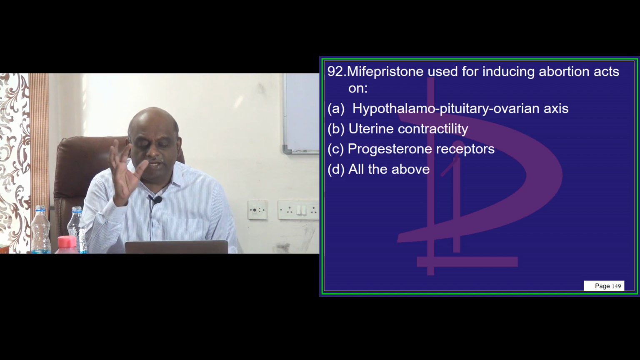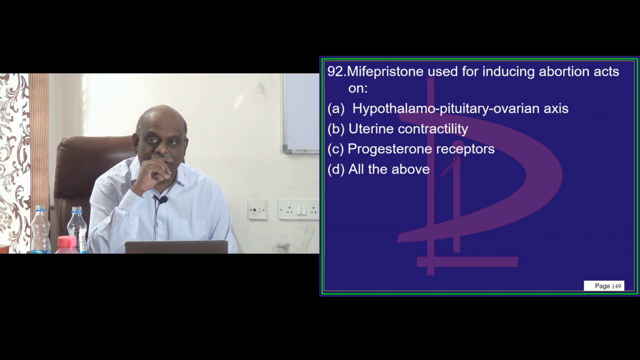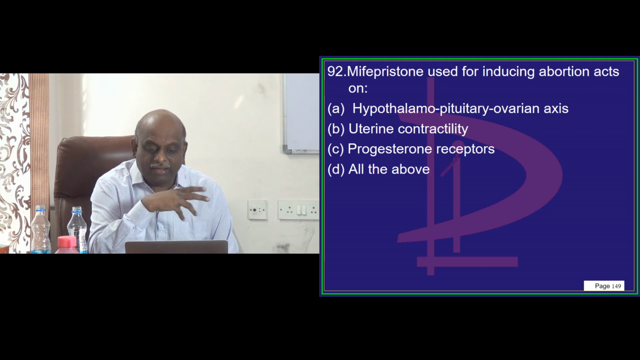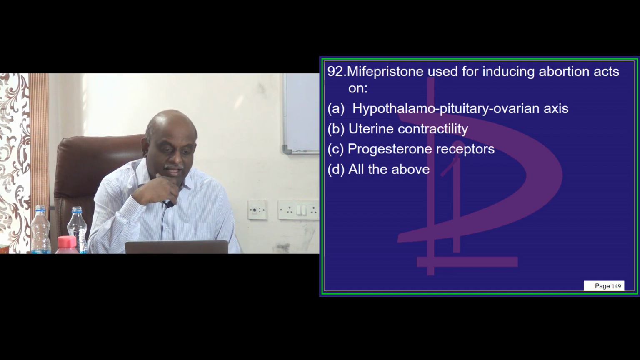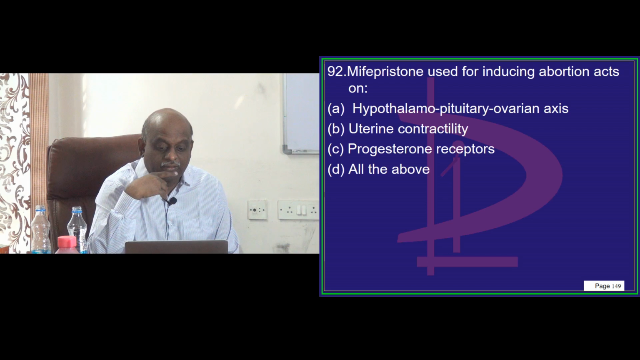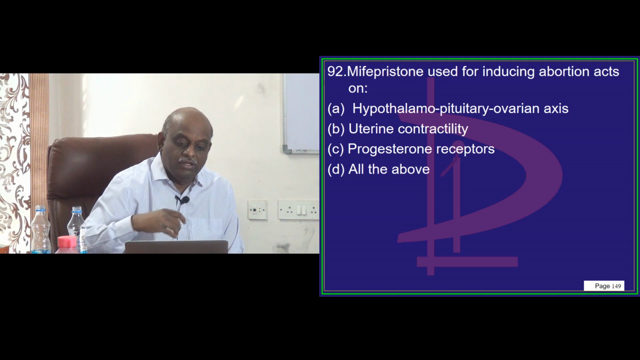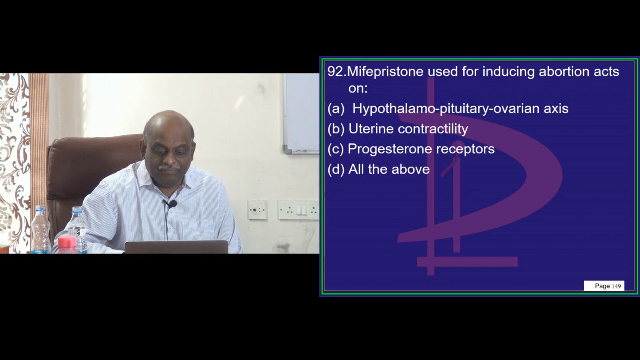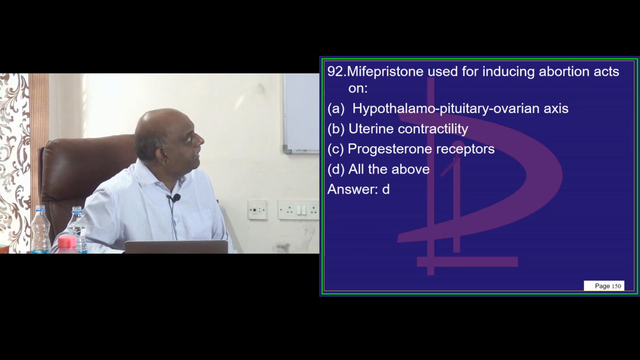Mifepristone, we use it for the induction of the labor. How does mifepristone lead to the development of labor? What is its mechanism of action? Ravi, Kabir are thinking on C. Rocket Trader, Shilpi are betting on D. Right? In fact, all of them.